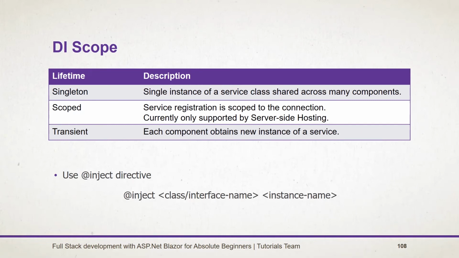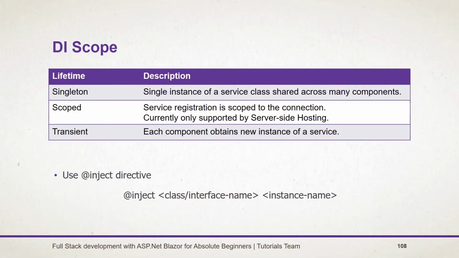Blazor supports only three types of lifetime for dependency injection. First is singleton, in which a single instance of a service class is shared across many components. In scoped lifetime, service registration is scoped to the connection. Currently, this is only supported by the server-side hosting architecture, because in client-side it will be the same as a singleton. In transient, each component obtains a new instance of a service from the service container. Built-in services of Blazor, that is HTTP client, JS runtime, and URI helper, are singletons.